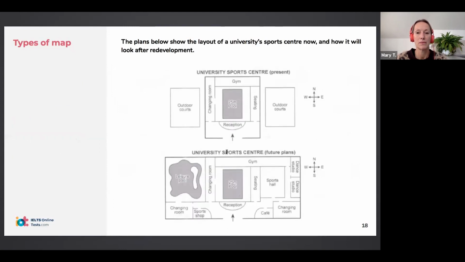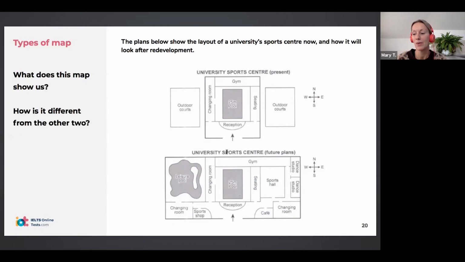Okay, and then we have another type of map here. What does this map show us? So this is slightly different. That's right, Asa. So it's present and future. So you've got University Sports Centre now, and then how it will look in the future. What are the plans for this? So this one is quite different. How is it different? Yeah, so it's different in the sense that you'll use the present and future tenses. That's right. That's the main difference. That's how it will affect your writing.